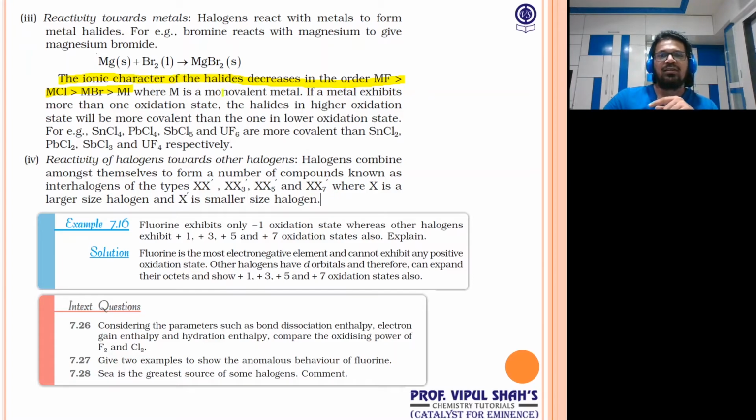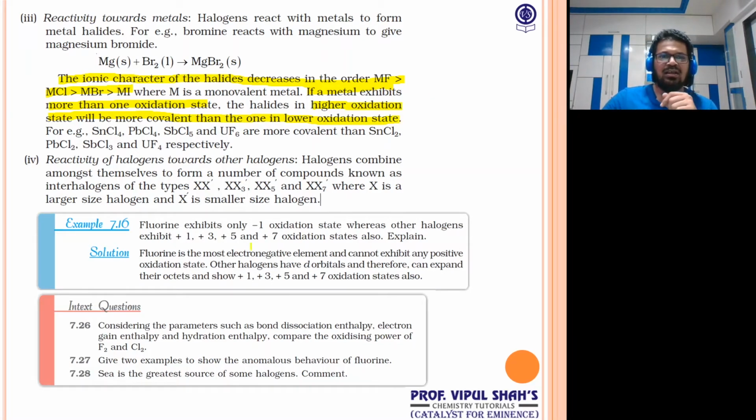Now important, see this. If a metal exhibits more than one oxidation state, then the halides in the higher oxidation state will be more covalent than the one in the lower oxidation state. So Cl shows +1, +3, then we have seen over there +6, +7 also. Now in +7, what is happening? We have done this earlier also. Higher the oxidation state, more is the covalent character present. That's the Fajan's rule part over there. So metal fluorides will be the most ionic, the ionic bond will be strongest over there. But for covalent character on the same metal, if the oxidation state is very high, then there will be covalent character. That's the Fajan's rule part.